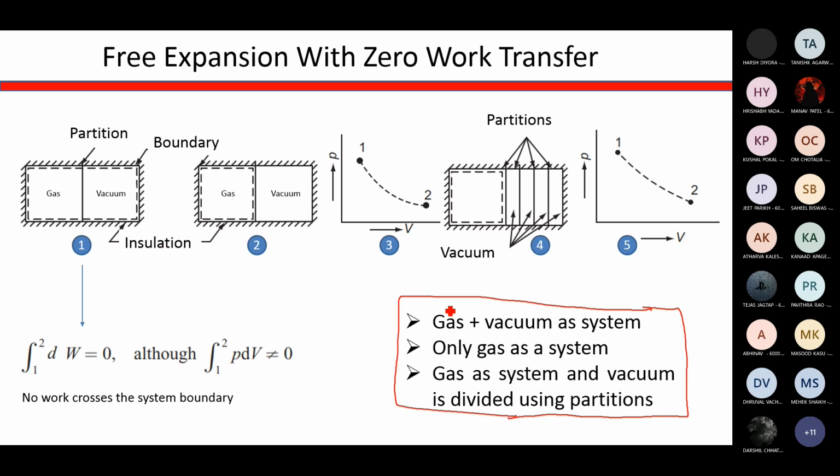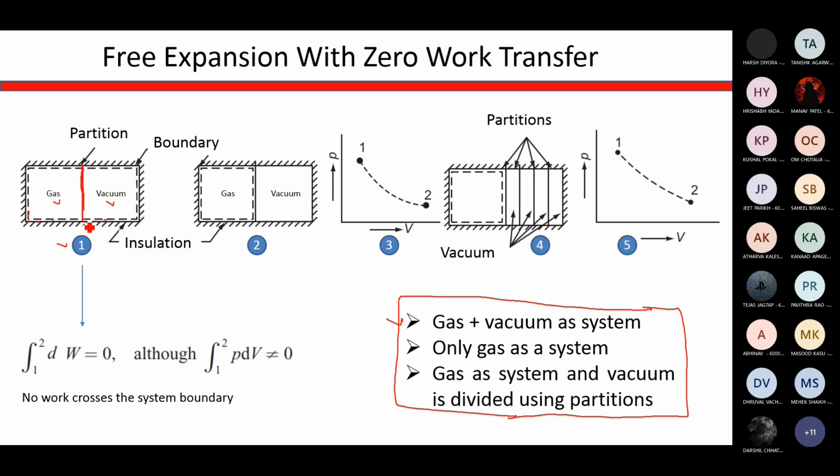Fine. So look at the first case. Consider the gas and vacuum together as a system, which is shown in diagram 1. So I have a system which is shown by this dotted line. In one partition there is gas and the other is vacuum, and in between there is one partition here. This is insulated from the surroundings, that's why this boundary is shown here. Insulation is shown.